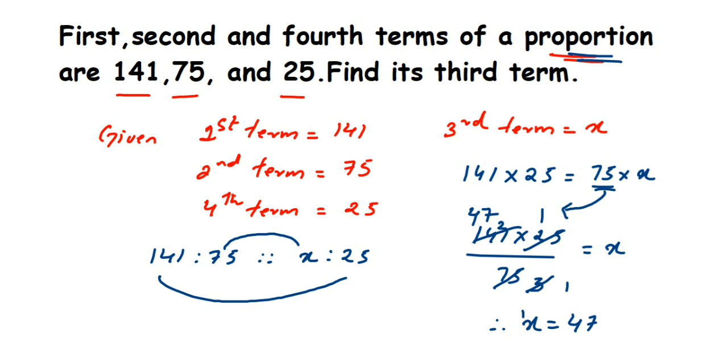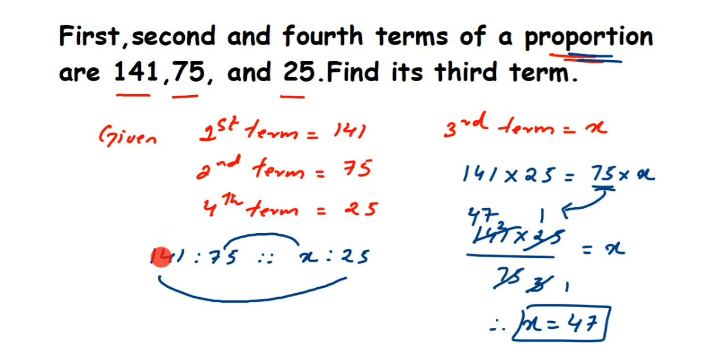So if they ask you this type of question, if they're in proportion, then you have to solve it in this way. In this question they have given the third term and we have to find it out. They may ask you to find the second term or the fourth term, but the framing you have to do in the same way. Whichever term you have to find, assume a variable and then solve it.